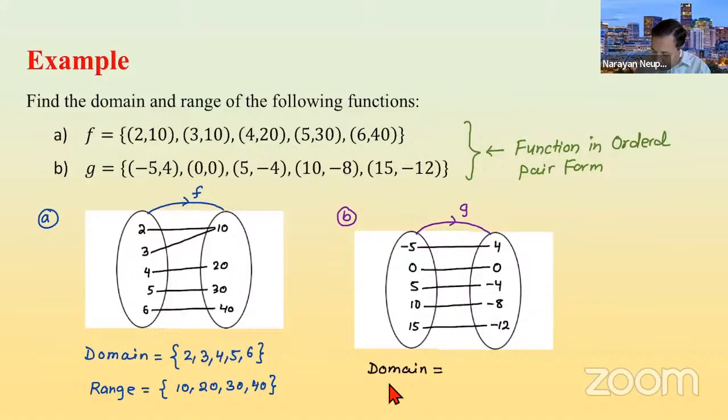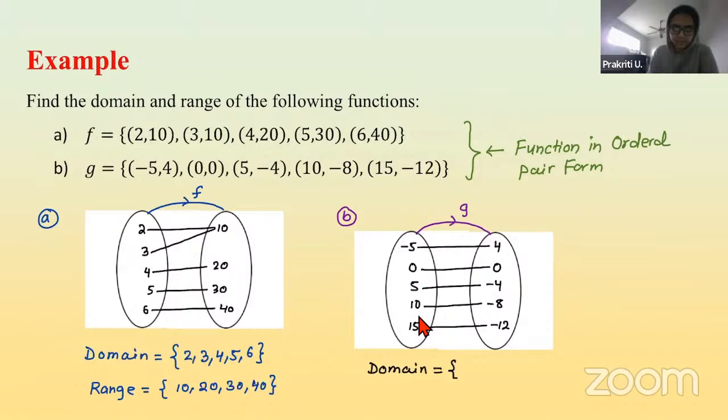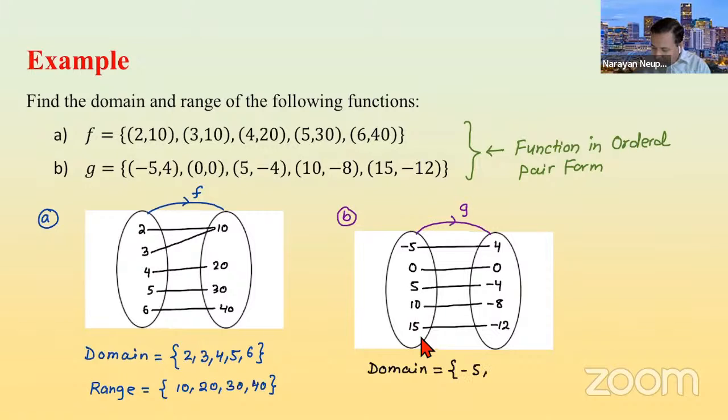Now, if we want to write the domain and range, let's find out what will be the domain. Domain is the set of all input values. So Prakriti, if you can unmute yourself and tell me what is the domain, that would be wonderful. I think it's -5, 0, 5, 10, 15. That is right. Thank you. -5, 0, 5, 10, and 15. That is the domain. Very good.